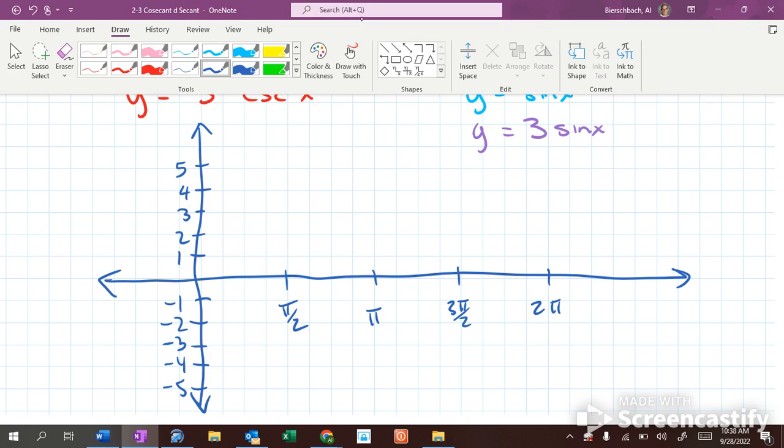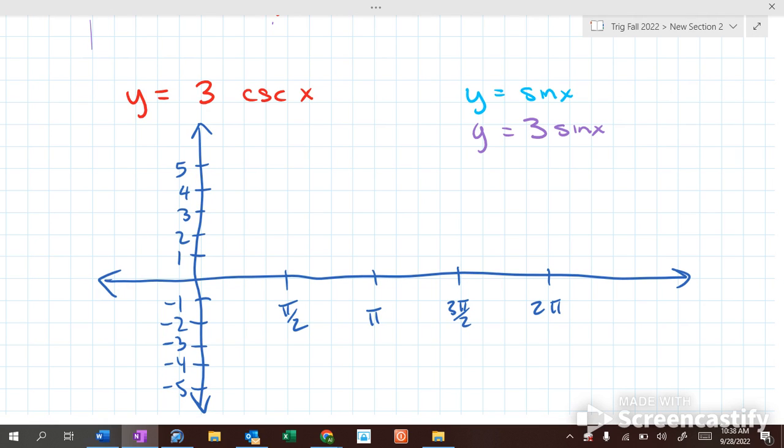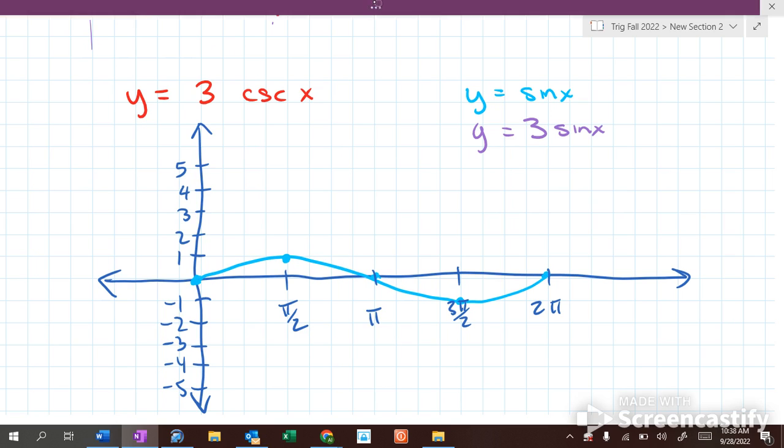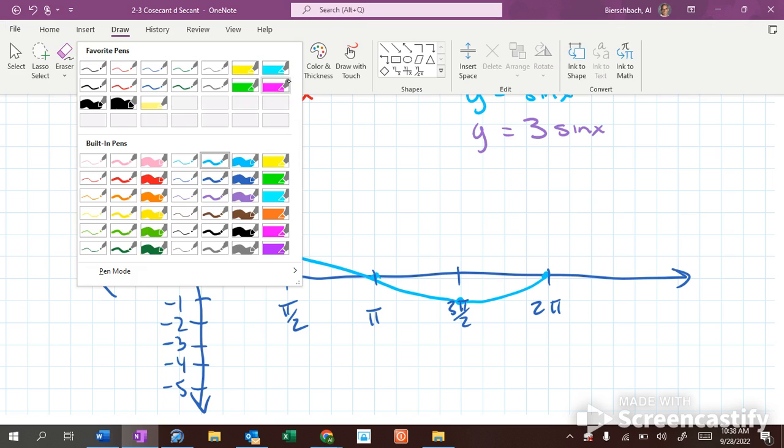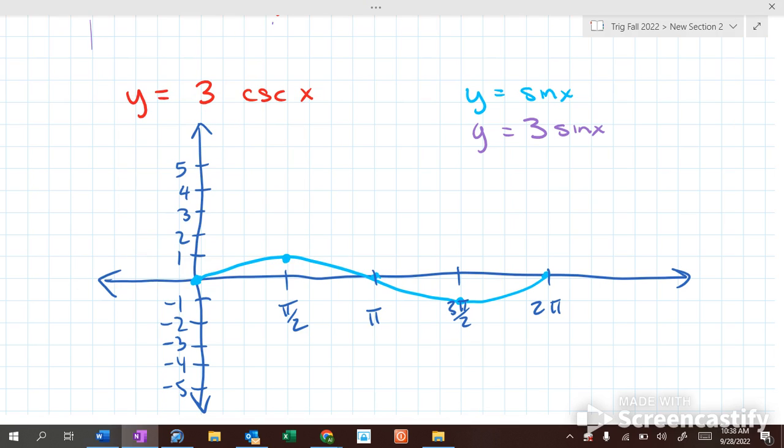So cosecant comes from the sine curve. So we start with the sine curve, 0, 1, 0, -1, 0. And then we're going to do 3 sine of x. Okay, we're not going to go straight to 3 cosecant of x. We're going to go 3 sine of x first, so that way we know where our minimum and maximum points are.